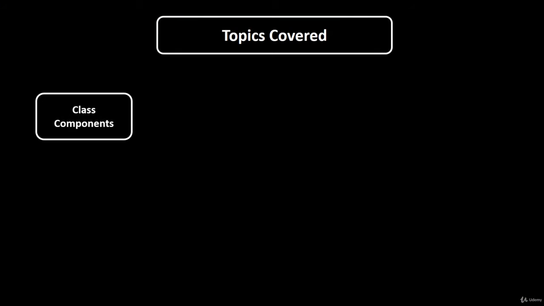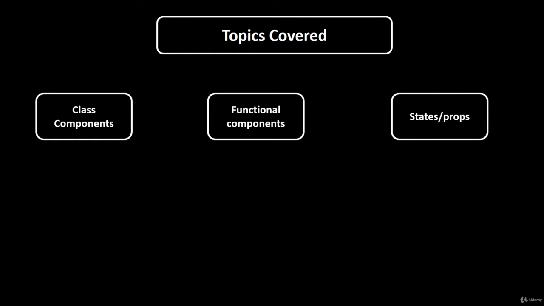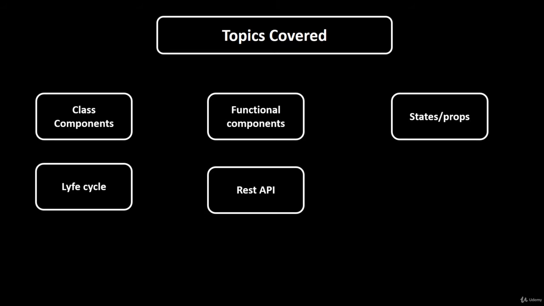First, we are going to build a project on class components. Then we will move into functional components. After components, we are going to learn about states and props for state management. After the state management projects, we are going to build a project based on lifecycle methods. Then REST API, that means fetch and Axios methods. Then local storage, which is used to store our data in our browser.